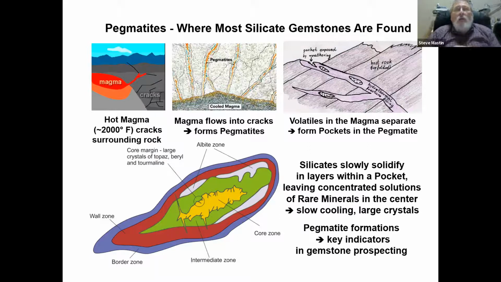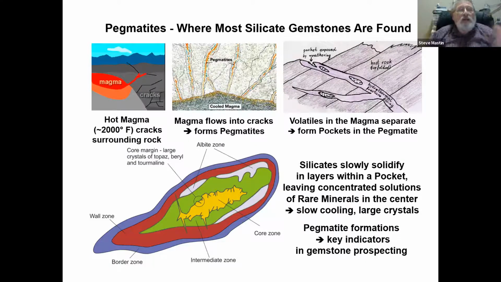All right, so now we're going to do a little more geology, but this is going to be what happens to the magma and the silicates that are in the magma. And we're going to talk about pegmatites, which is what we look for when we're prospecting, and that's where most silicate gemstones are found. So not diamonds, not fluorite, which aren't silicates, but most of the silicates, like beryl, which is the one we're interested in, but also topaz and tourmaline and a lot of others. That's where they come from, pegmatite.